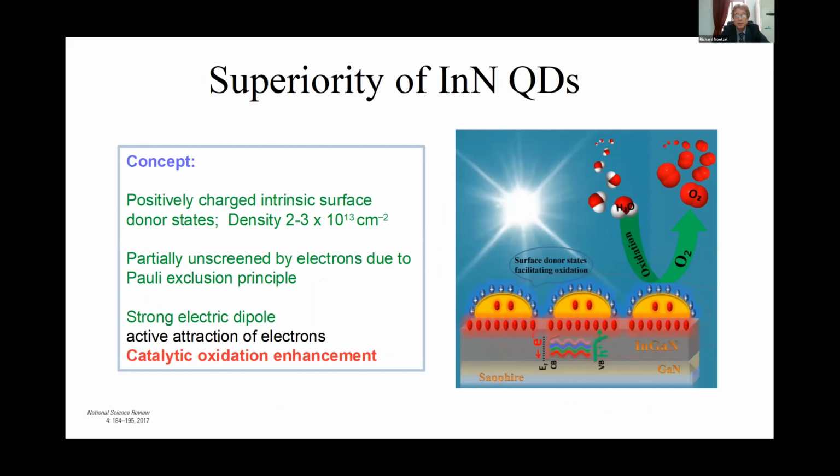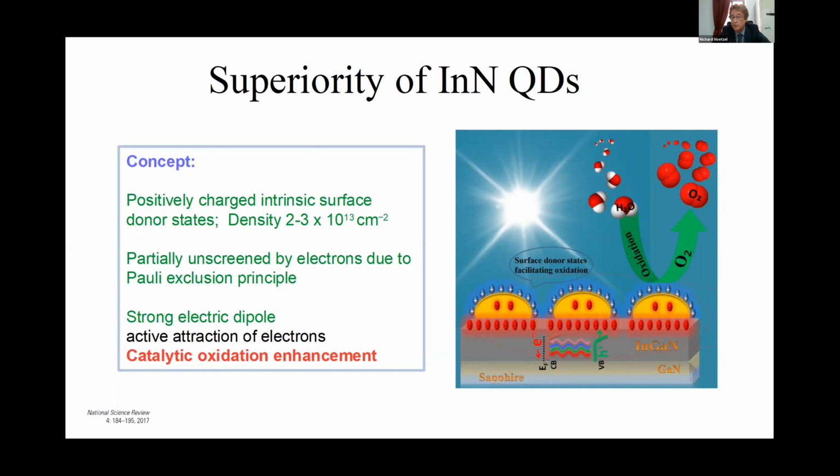What is the secret now of the quantum dots to operate with such a superiority? The fact is, indium nitride has a very interesting surface property. It contains a very high density of positively charged surface donors, to a density of 2 to 3 times 10^13. Because these donors sit on quantum dots, not enough electrons can enter the quantum dot, which has an atomic-like energy structure, due to the Pauli exclusion principle.